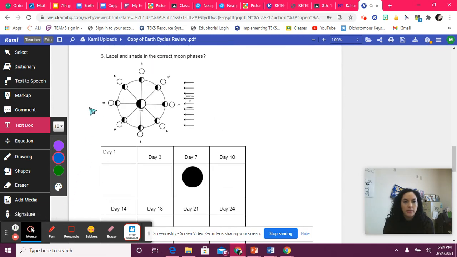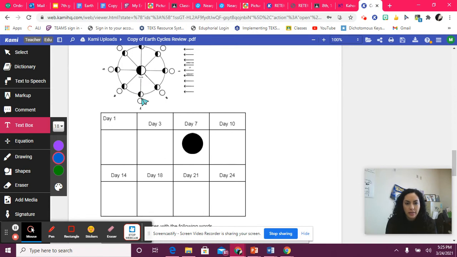All right, next, label and shade in the correct moon phases. If you're here on campus, you're going to be getting a hard copy, and you can actually fill in the little circles with the moon phases. But if you don't, then make sure you have your ISN there with you, because you're going to need that for this right here.